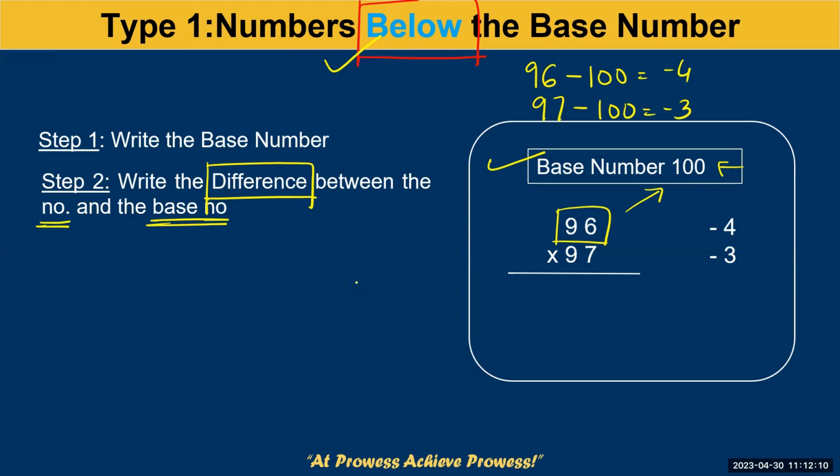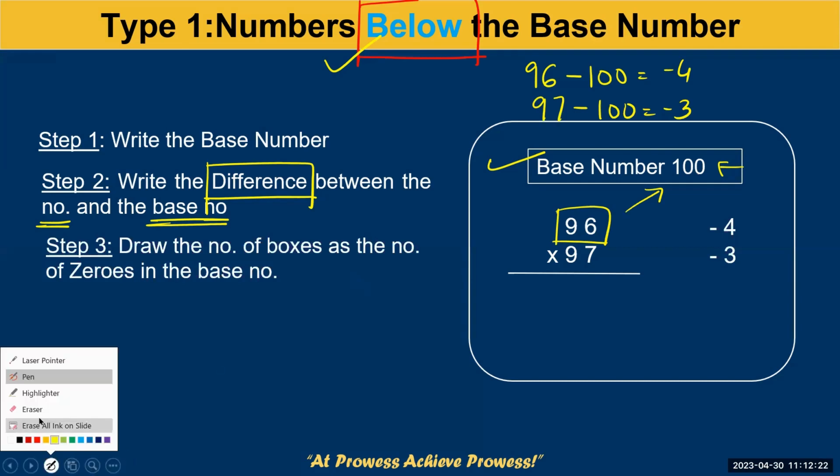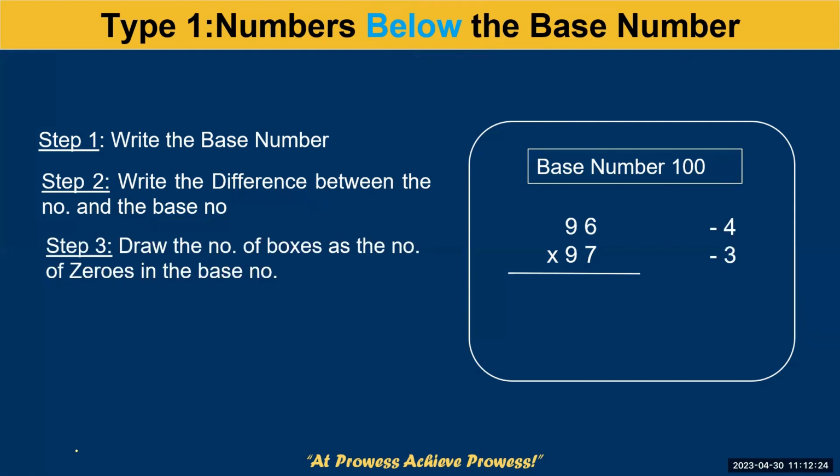Okay. So the third step is to draw the number of boxes as the number of zeros in your base number. Now, what does this step mean? First of all, you just look at your base number. Your base number is 100. How many zeros do you have in 100? 2 zeros, right? Your step tells you to draw that number of boxes. Take boxes, or take dashes, whatever you are comfortable with.